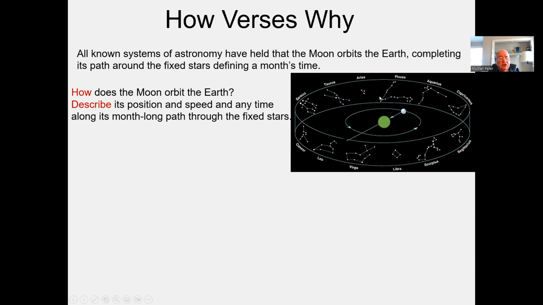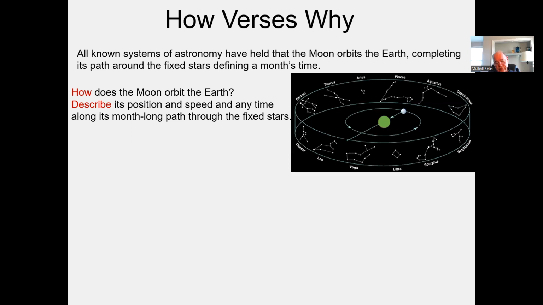And as the moon moves around, we'll see it move through these stars. If we can describe on any given night where it is and what constellation it is at any given hour, what particular star in the constellation it's right in front of, in a sense, we have described how the moon moves around the Earth. Also, it would be nice to get the speed of the moon.